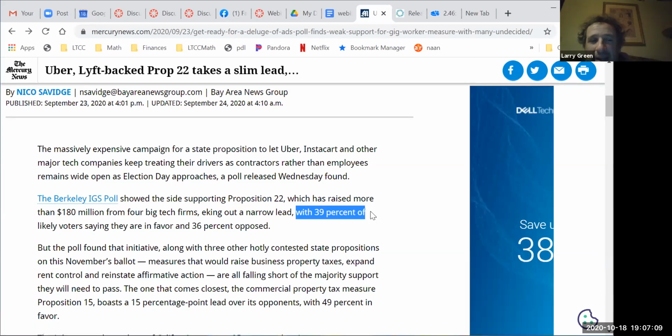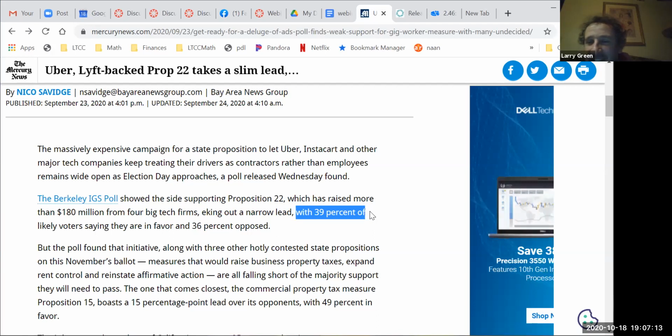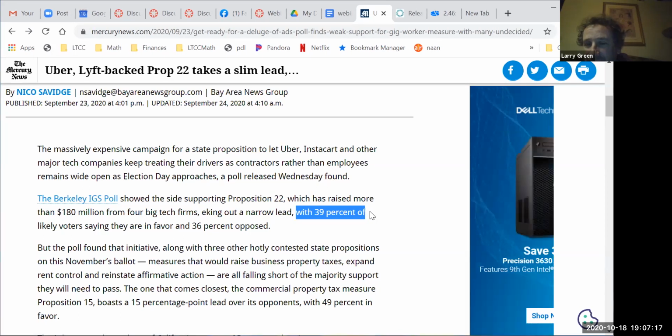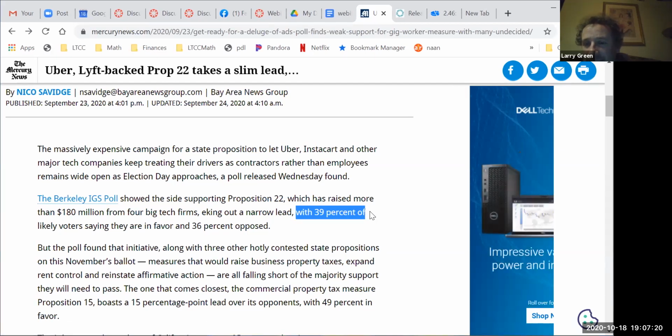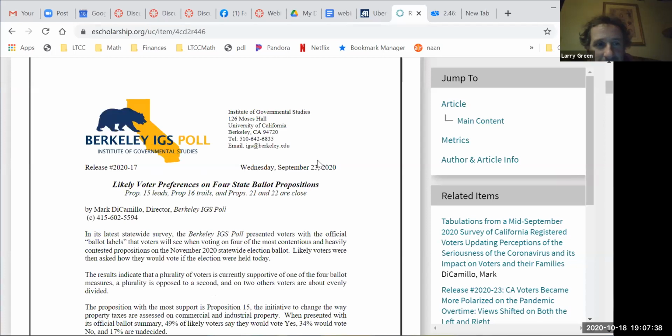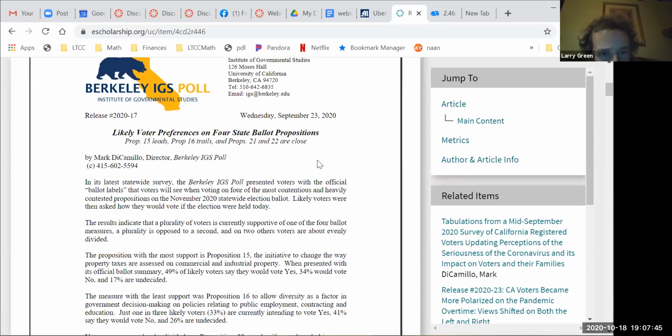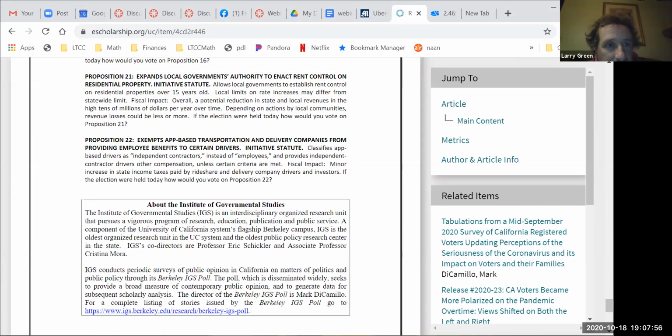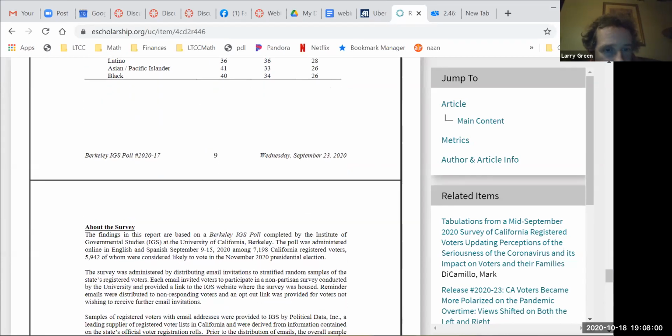But here's the bigger question: how close do you think it is to 39%? Any questions on the question that I have for you? Okay, well, we have to do some work. So one thing is that if you click on the Berkeley IGS poll and you scroll down to the bottom, actually at the top, I think it said, I found it somewhere. Oh, maybe it was towards the bottom. Just a minute. There we go, about the survey.